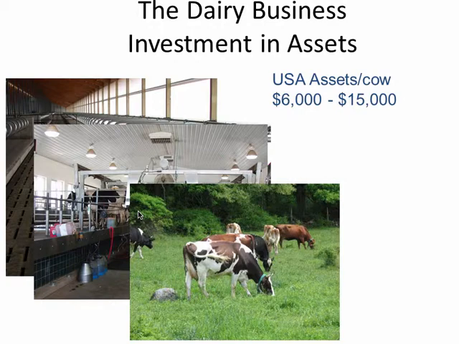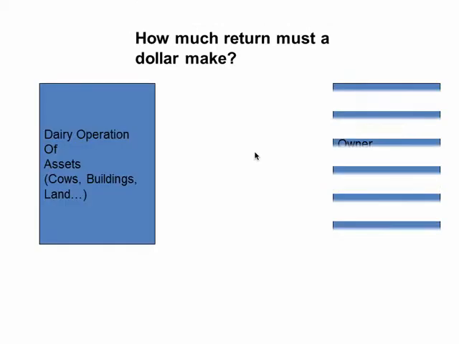Now, when one has assets, one needs to get a rate of return on those assets. And of course, if that rate of return isn't sufficient, then one's going to leave the industry. In other words, I'll take my money and invest it in another business that might offer a greater return relative to the inherent risk of one business compared to the other.